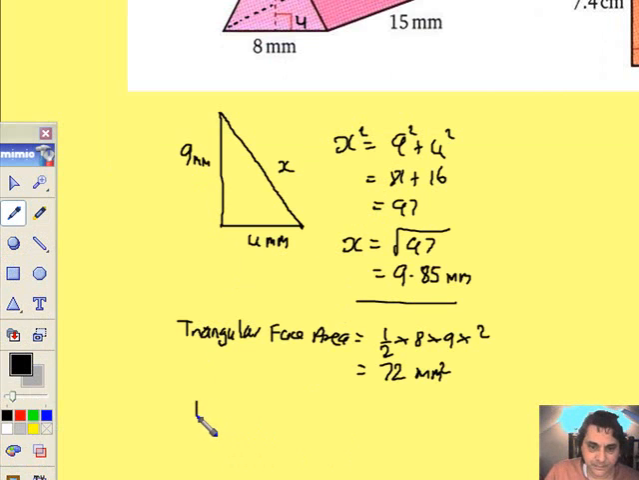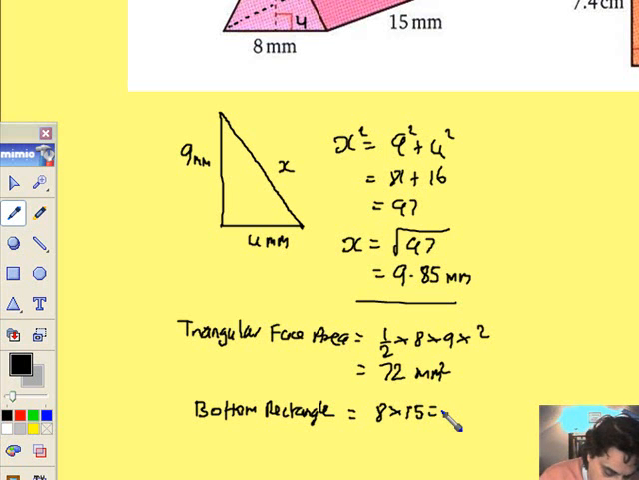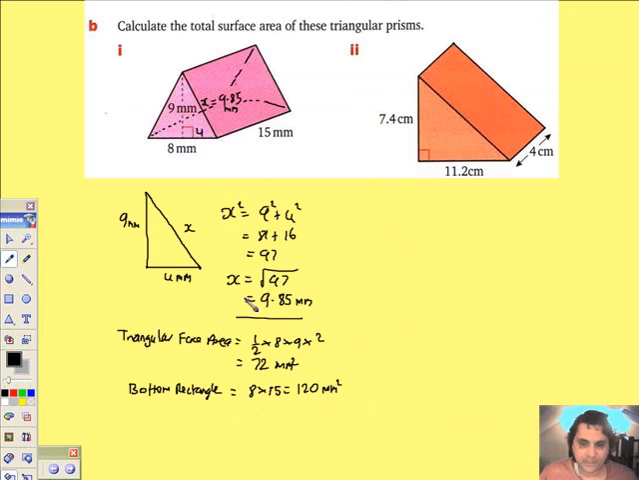We may as well call it bottom rectangle since I've said it. That's going to be 8 by 15. 8 by 15 is going to be 120. So an extra 120 millimeters squared. And it's going to be the larger rectangle, this one.